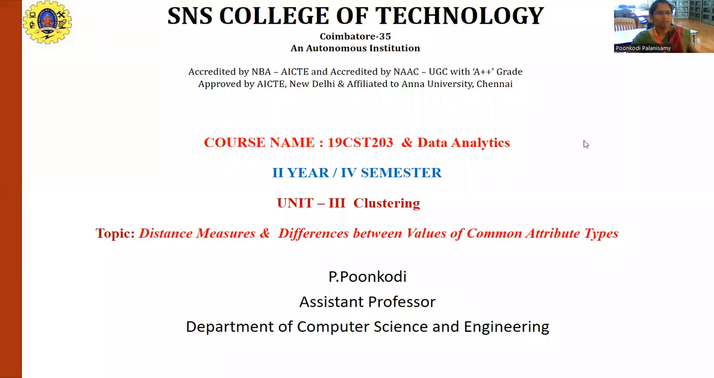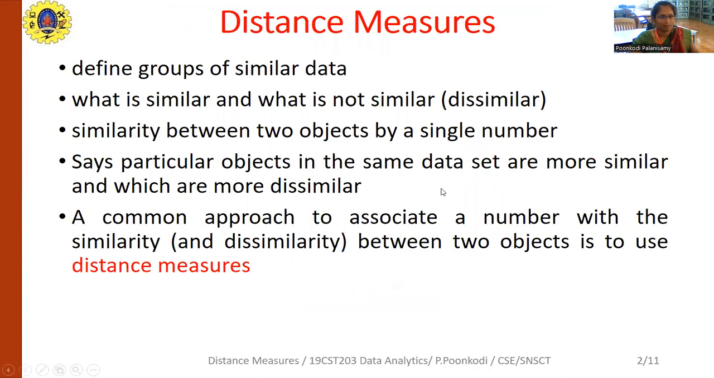Friends, welcome back. In this video, we are going to discuss the distance measures and differences between values of common attribute types in data analytics. First of all, you should know what is meant by distance measure. Distance measures are used for defining groups of similar data types. If you have similar data, that data will be grouped under one group.